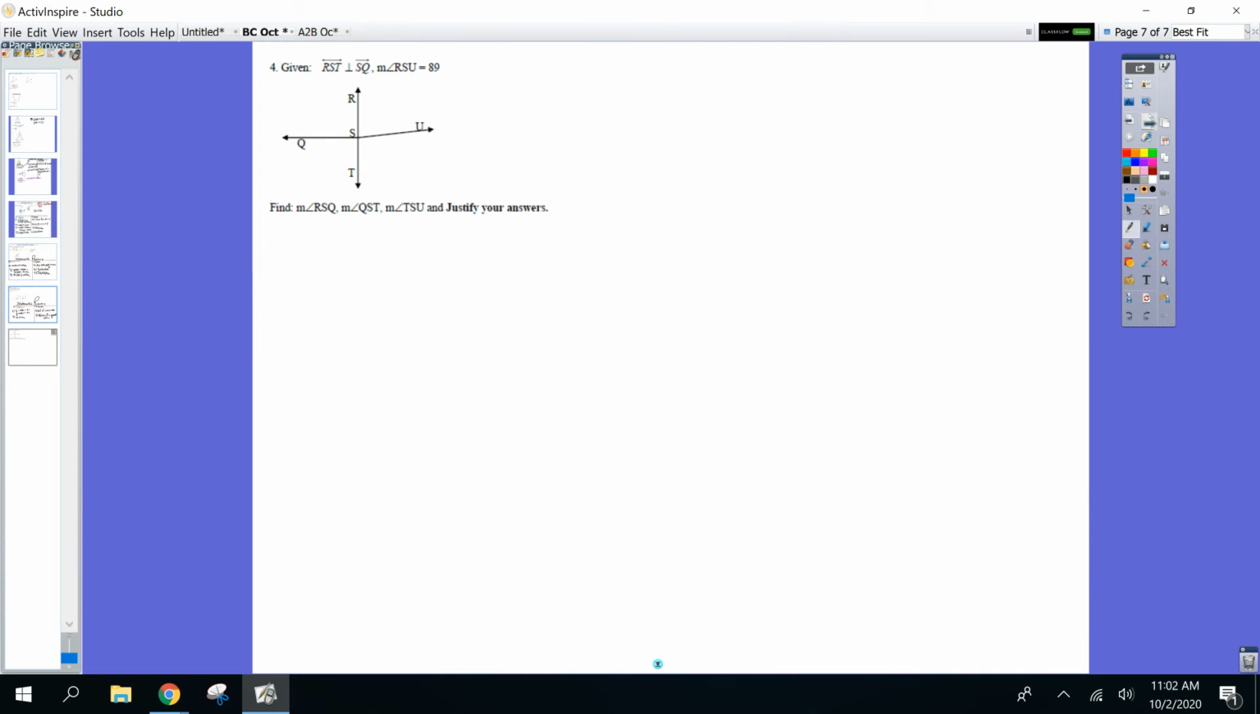I'm given that those two lines are perpendicular. Our angle RSU is 89 degrees. What else can I put on my diagram other than 89 degrees? Look at the diagram right there. Here you go, Owen. What else? Oh, you can put the right angle mark on RSQ. Yep, RSQ can get a right angle because that's what perpendicular lines do. They form right angles.